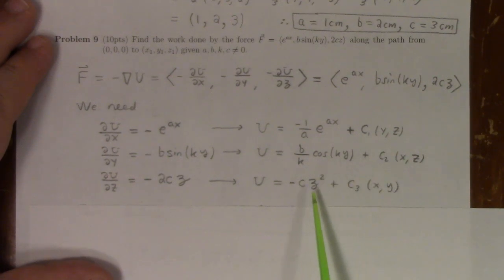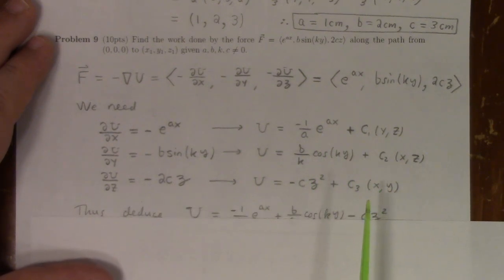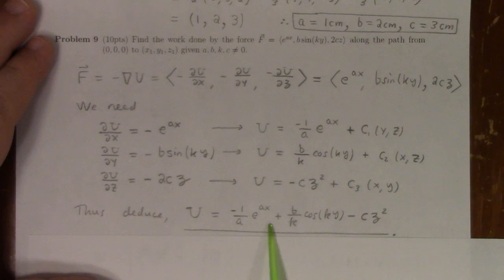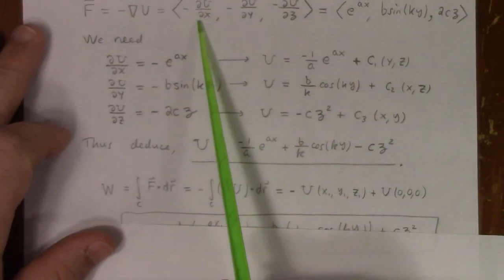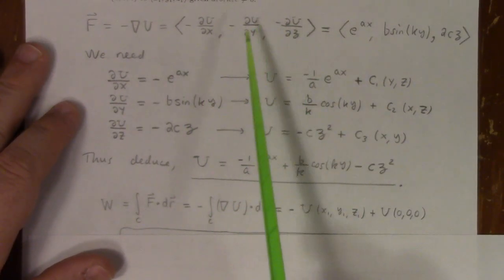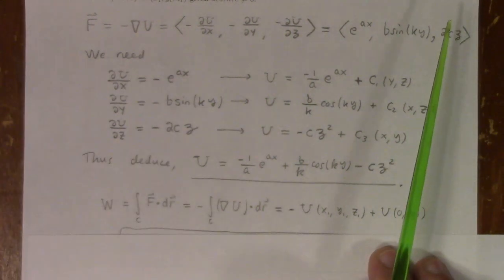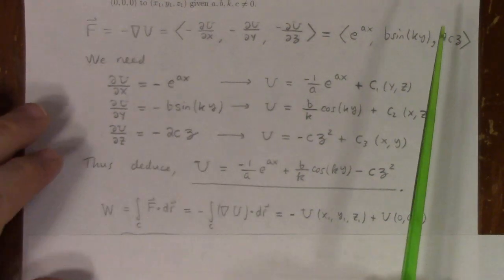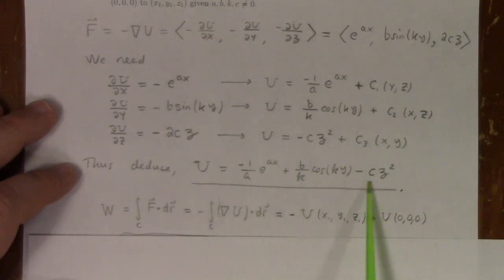There's no common term here, so you just take one of each of these and put them together. You can easily check that if this is my potential energy function and I calculate the gradient of this, partial u partial x, partial y, partial z, you put minuses out front according to our definition of potential energy, and you get back e to the ax, b sine ky and 2cz from this formula.